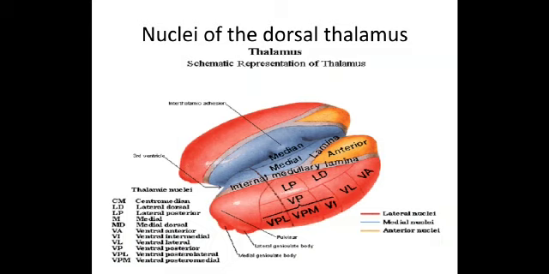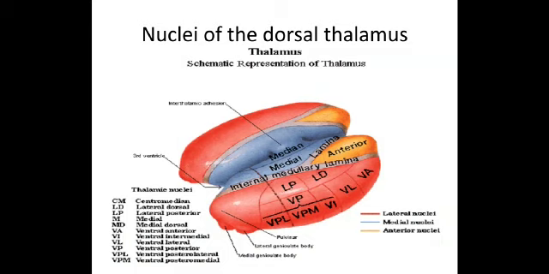You all must have come across the ventroposterolateral nucleus, which is present just posteriorly, in front of the pulvinar. And we have the lateral geniculate body, which is concerned with vision, and the medial geniculate body, which is concerned with audition. So these are the general nuclei of dorsal thalamus. So the different dorsal parts, when you see posteriorly, there are different nuclei per se.